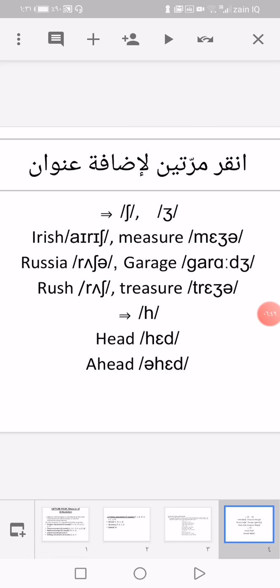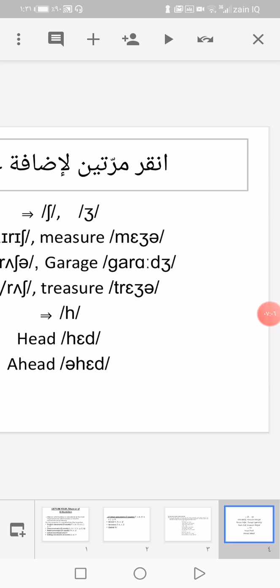What about sh and j? We have like Irish, measure, Russia, garage, rush, and treasure. Finally, we have h, like head and ahead.